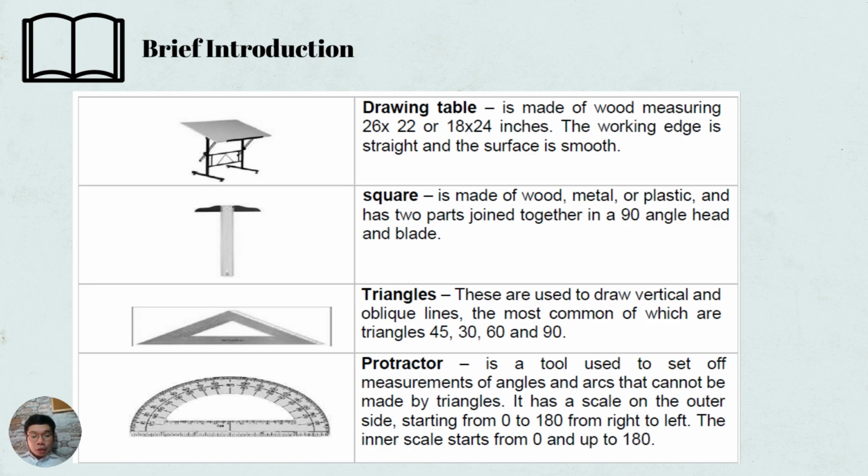And the last picture here on this slide is a protractor. It is a tool used to set off measurements of angles and arcs that cannot be made by triangles. It has a scale on the outer side starting from 0 to 180 from right to left, the inner scale starts from 0 up to 180. So let us proceed.